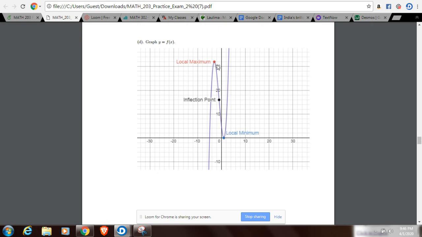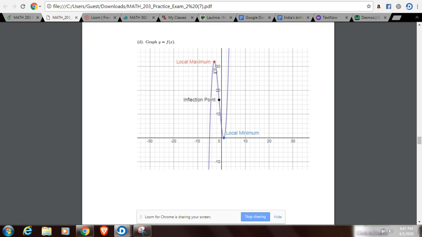Okay, so that's the graph. All those points are included. And again, it's not super important. Don't worry about the exact y value. We just care about making sure the x value of the local minimum is accurate, the x value of the inflection point is accurate, and the x value of the local maximum is accurate.